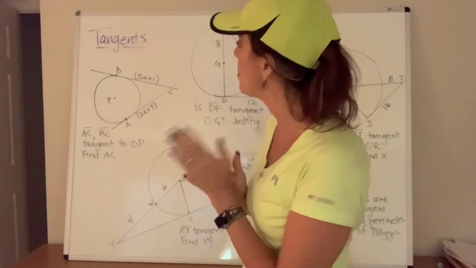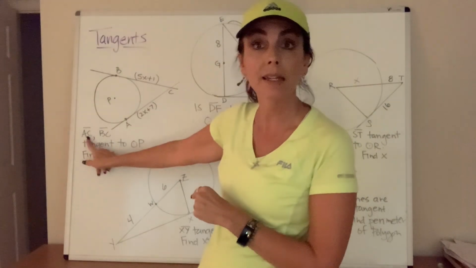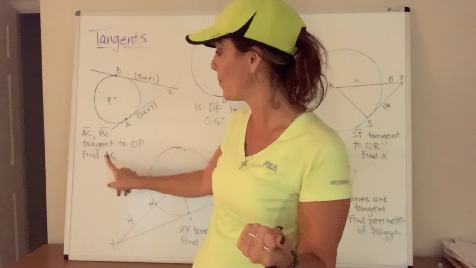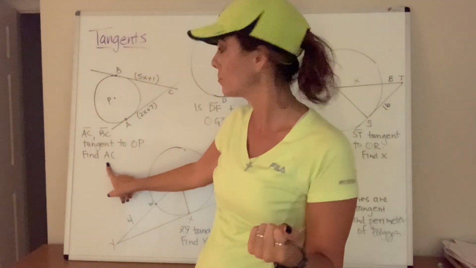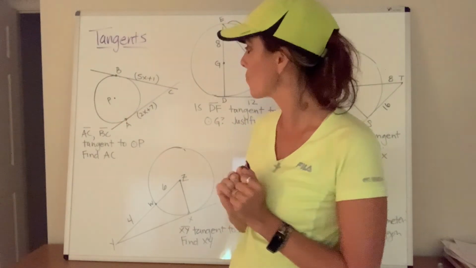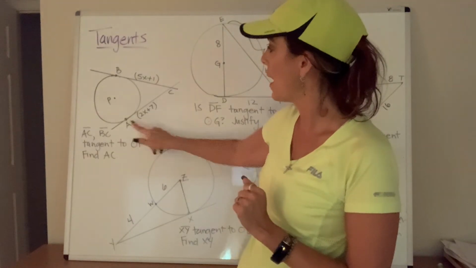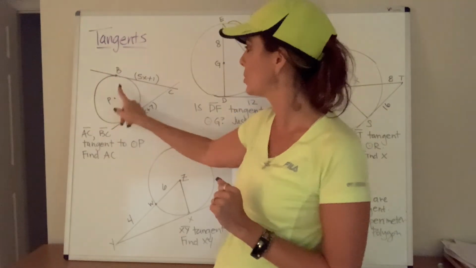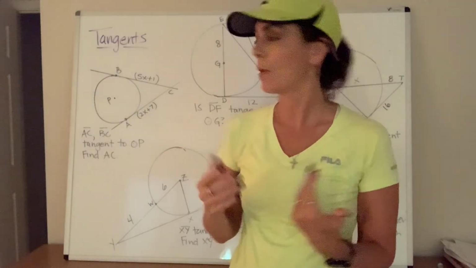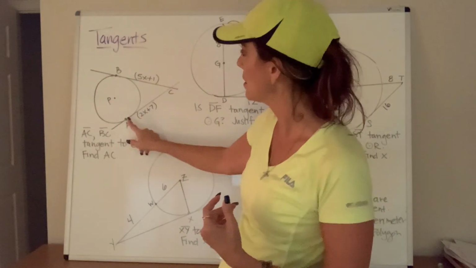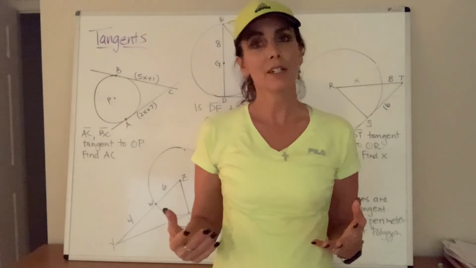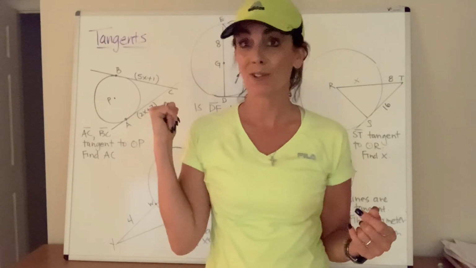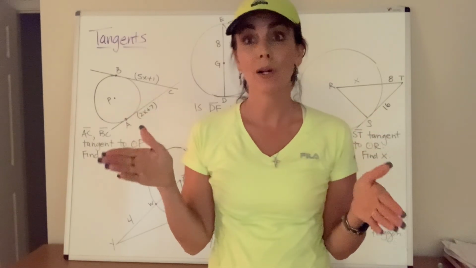In this diagram, we're given that segment AC and segment BC are tangent to circle P, and we are looking for the length of segment AC. So look at what we're given right here. We know that AC is tangent to circle P. We know that BC is tangent to circle P, and we want to know what the length of AC is here. So we're going to use one of those relationships that tells us that two tangents drawn to the same circle will generate congruent segments.